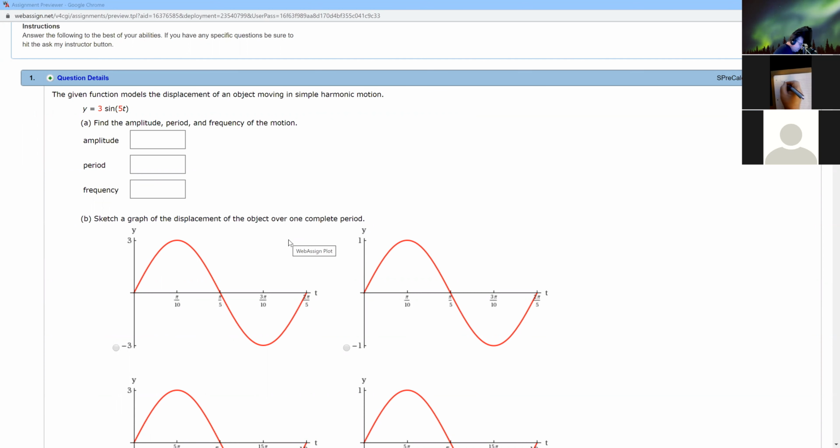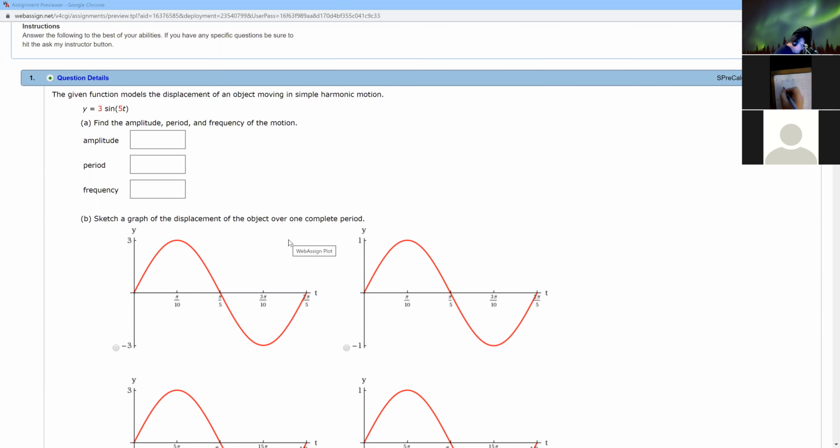So we have y equals 3 sine 5t. So what is simple harmonic motion? Harmonic motion, at least when it's simple, involves a sine or a cosine typically, and there will be very often a multiple and another multiple. So it'll be things like 5 cosine 2t and -3 sine 5t, things like that.